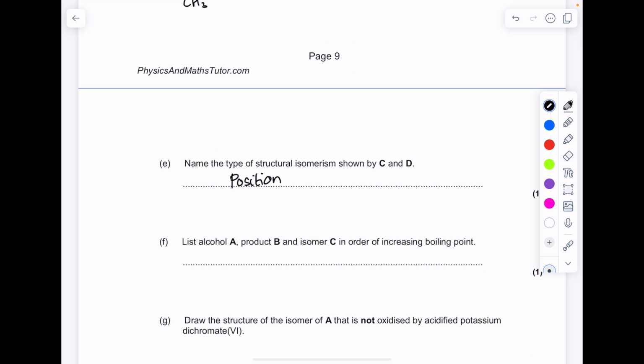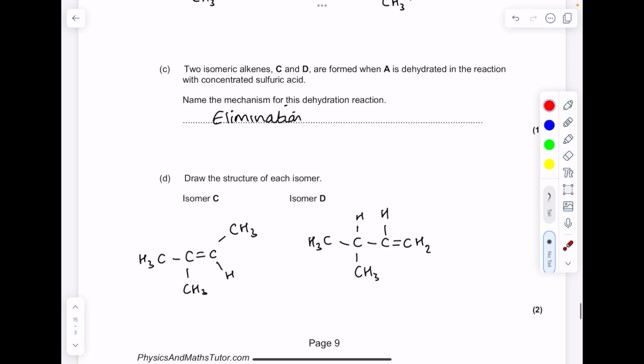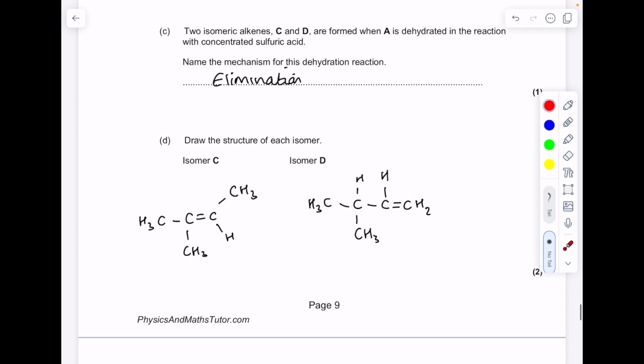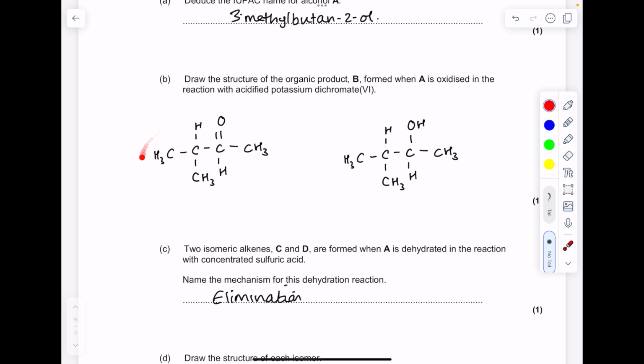List alcohol A, product B, and isomer C in order of increasing boiling point. So alcohol A here, remember, is the secondary alcohol. Here's a ketone, and then we have an alkene. Remember, the alkene will have the lowest boiling point because it's only got van der Waals forces. So it will be C followed by our ketone. That ketone here, remember, has dipole-dipole forces, so that's why they're stronger than the van der Waals forces found in the alkene. But then the alcohol, A, over here, remember that has hydrogen bonding, which is the strongest of the intermolecular forces.